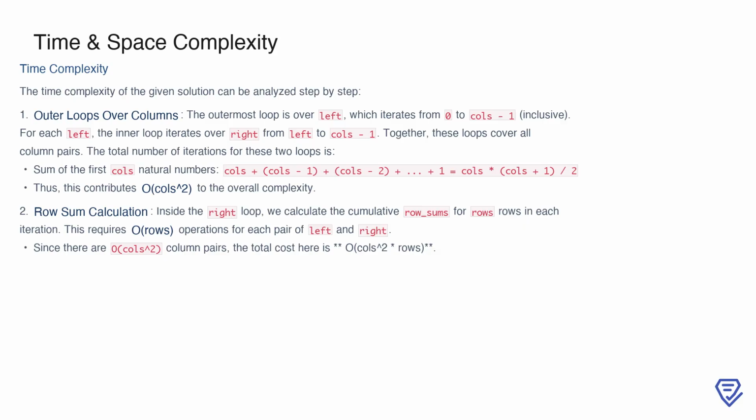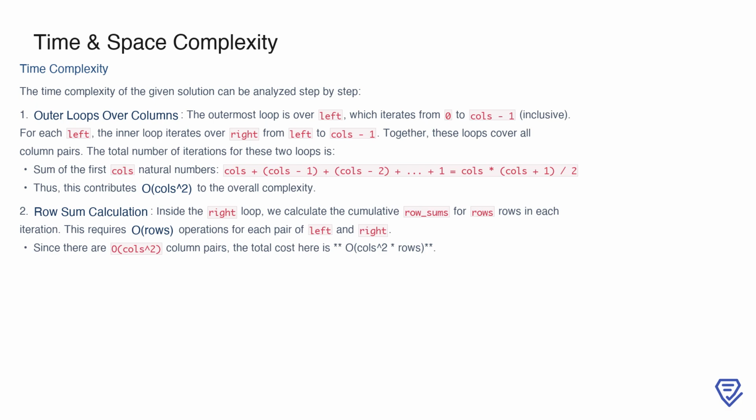Together, these loops allow us to evaluate all possible column pairs in the matrix. The number of iterations here is the sum of the first cols natural numbers, which simplifies to cols * (cols + 1) / 2. This gives us a contribution of O(cols^2) to the overall time complexity.